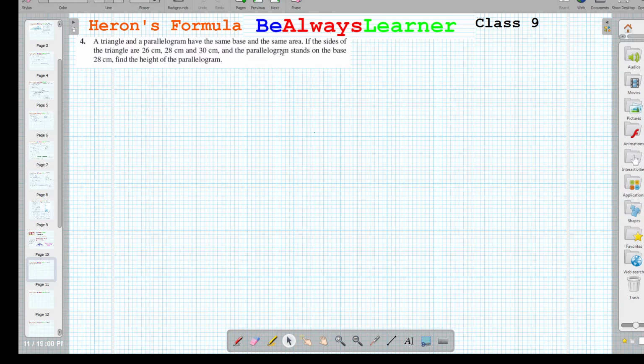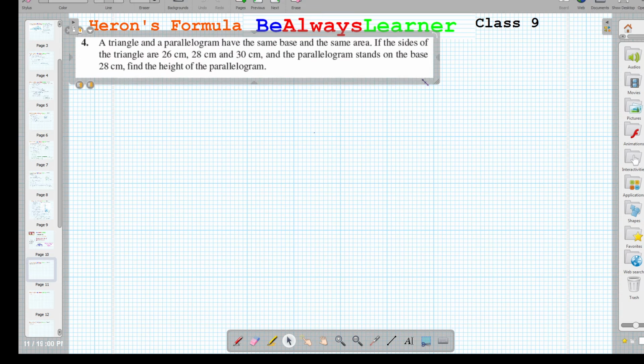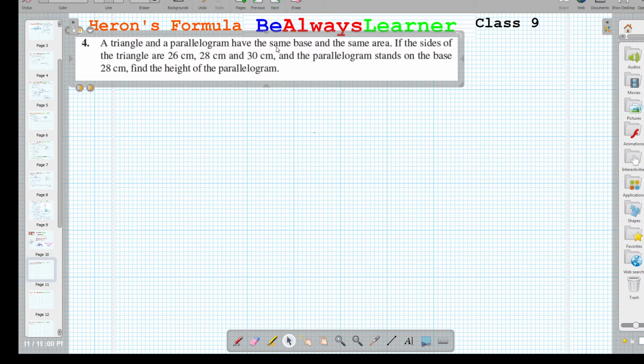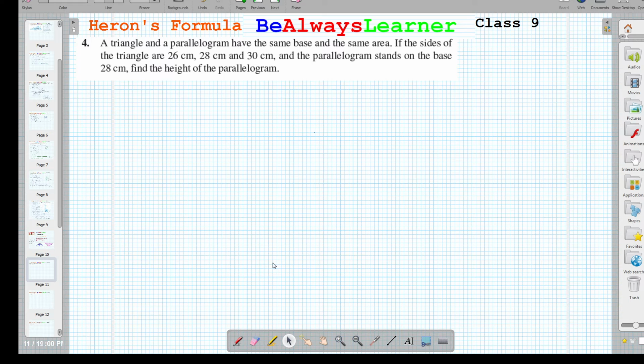Now the question is: a triangle and a parallelogram have the same base and the same area. If the sides of the triangle are these, and the parallelogram stands on the base, the base is given. Find the height. Height हमें find out करनी है. Area same है. So what we can do? We can find out the area of the triangle through Heron's formula, right?